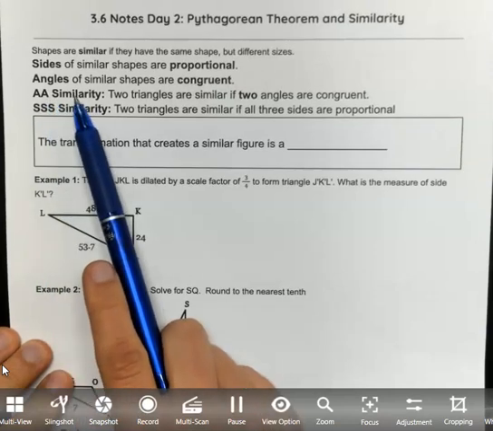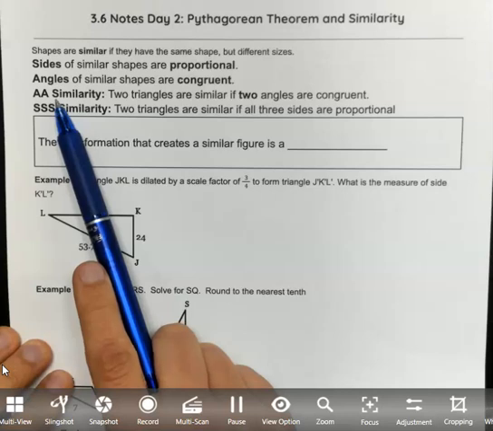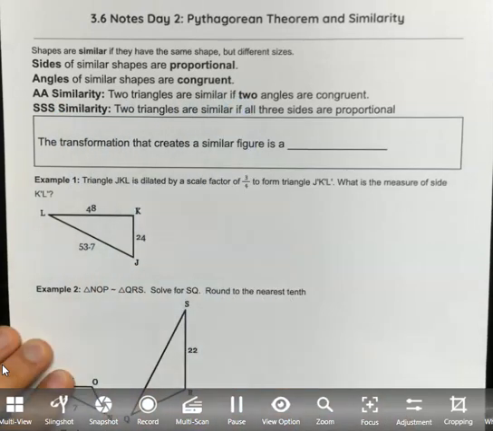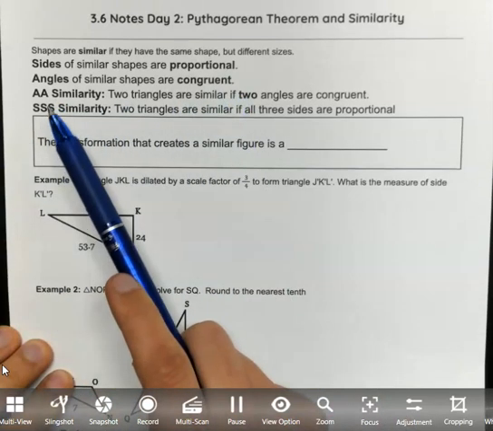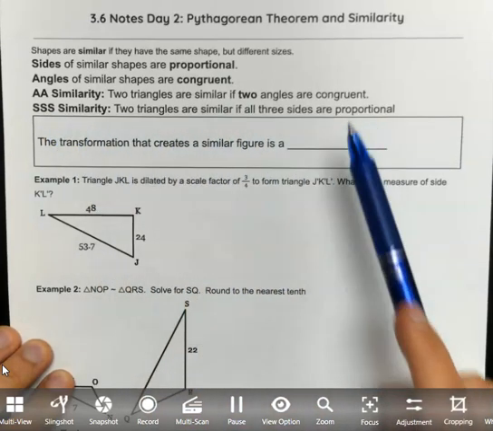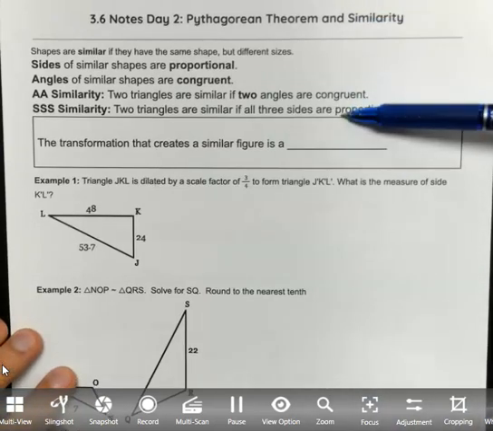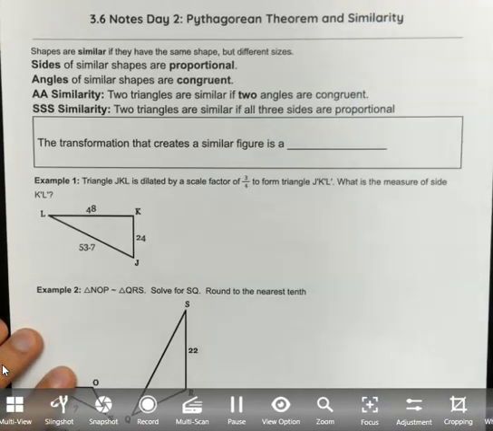When we're dealing with triangles, we can prove that triangles are similar when at least two angles in our triangles are congruent, or we can prove that two triangles are similar when all three sides are proportional. Don't worry too much about this right now. We'll work more on it later.